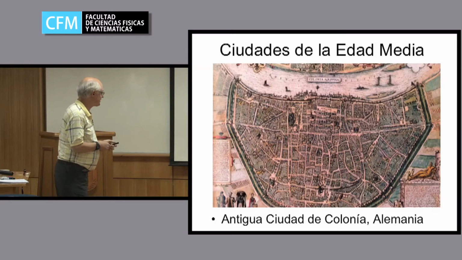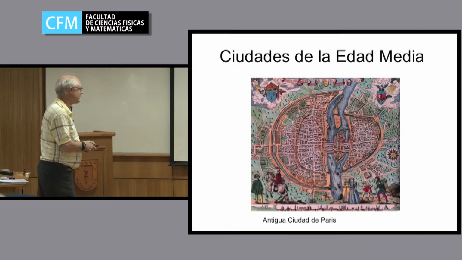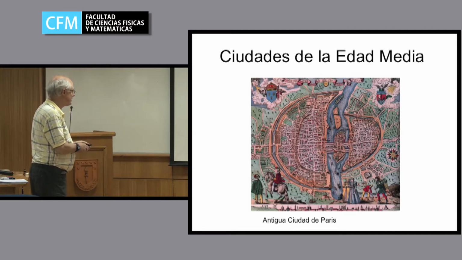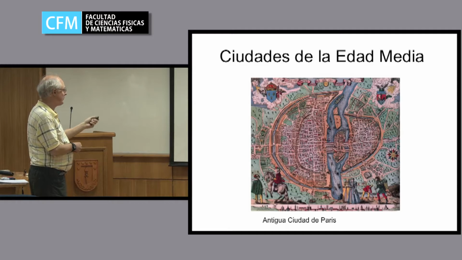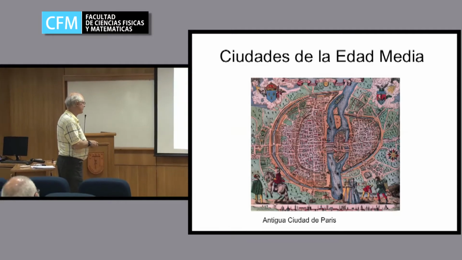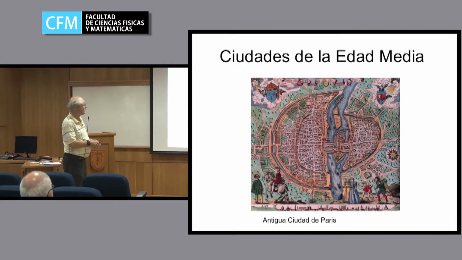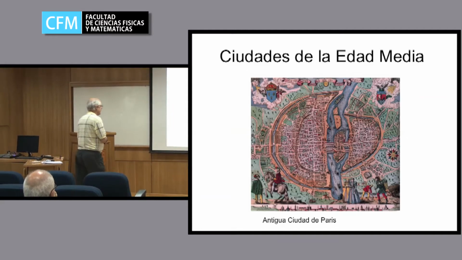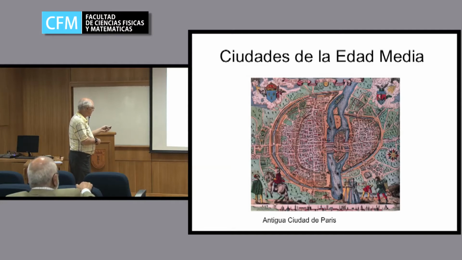So that's Cologne. Let me show you Paris. Here's Paris. In Paris, again, you see this river phenomenon, and you see that one side grew, it looks like, faster than the other side, probably for similar reasons, but that both are growing in a sort of circular or semicircular way.